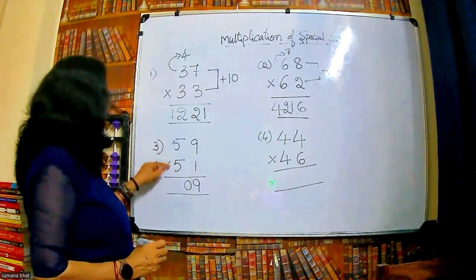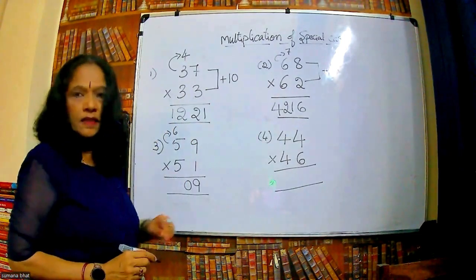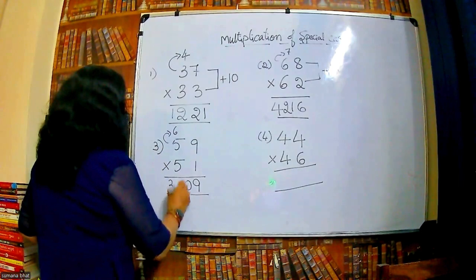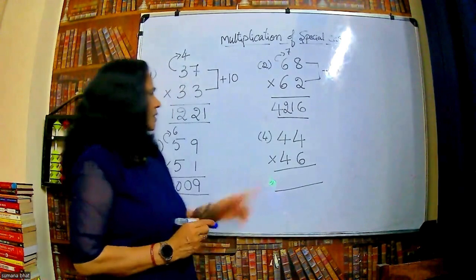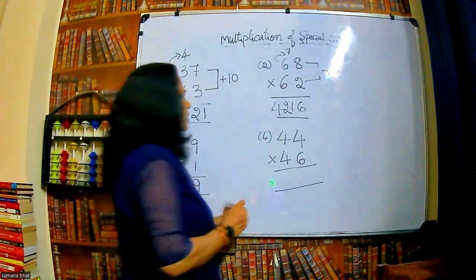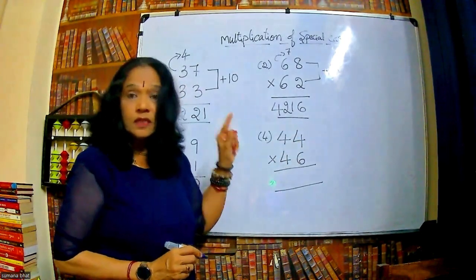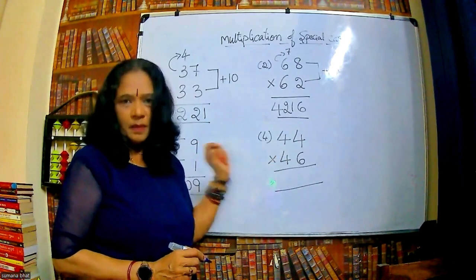5 and 5 same. Multiplied with the next number, Ek Adikena Purvena. So, 5 6s are 30. Answer is 3009. That is the answer. And one more, so what is this number? 44 multiplied by 46. The condition is applicable here.